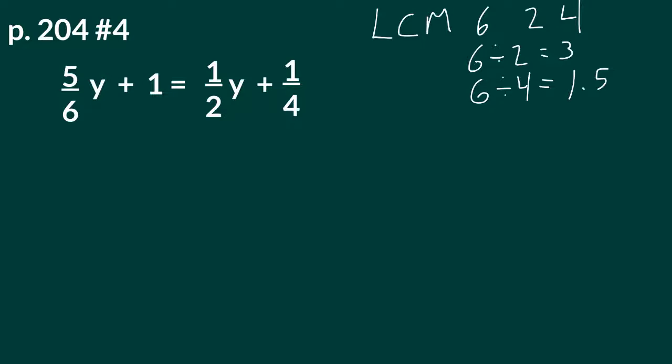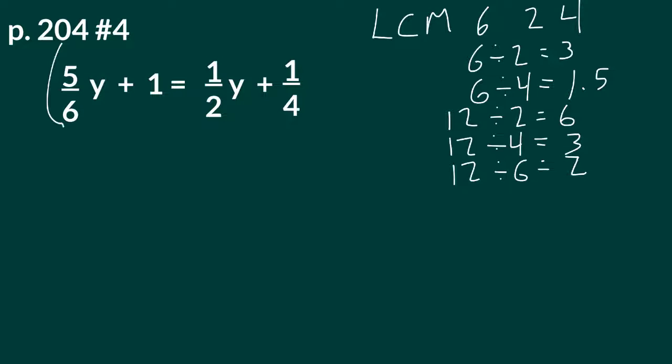So then we multiply the largest denominator by 2, which gives us 12. Does 12 divide by 2 evenly? Yes, we get 6. Does 12 divide by 4 evenly? Yes, we get 3. So 12 does divide by all 3 evenly. Now we know we're going to be multiplying the entire equation, both sides of it, by 12, the least common multiple. 12 times 5/6 on the side here.